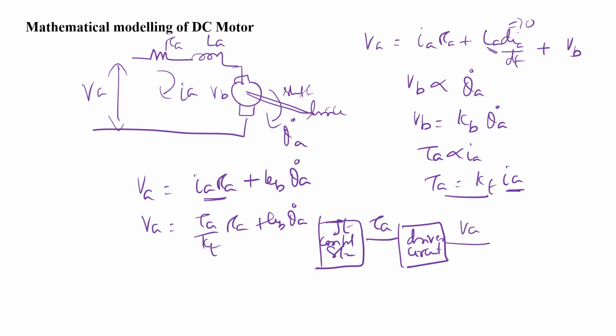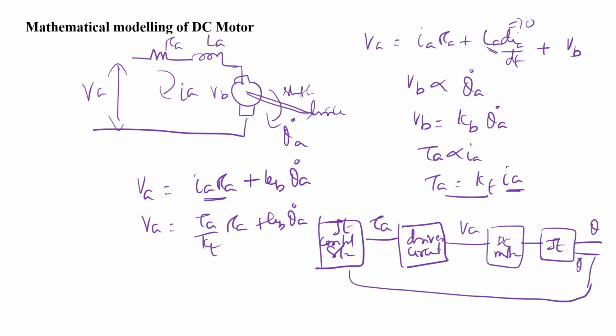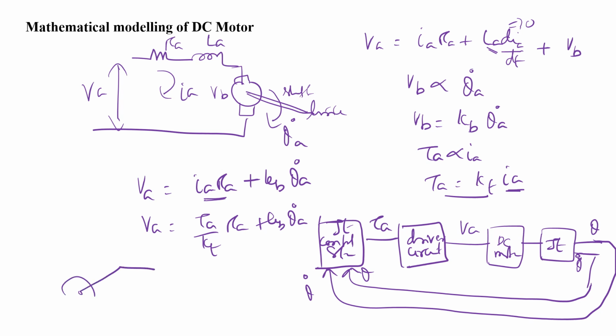So this will give you the armature voltage. Then the armature voltage is given to the DC motor, and the DC motor is attached to the joint. The joint will give you either angular position or angular velocity. That is measured and fed back, because this is a closed loop system. So this is theta, and this is theta dot, the angular velocity. Now let's take this joint. We have a control system for each joint. Already we have discussed that each joint should be controlled independently and similarly.